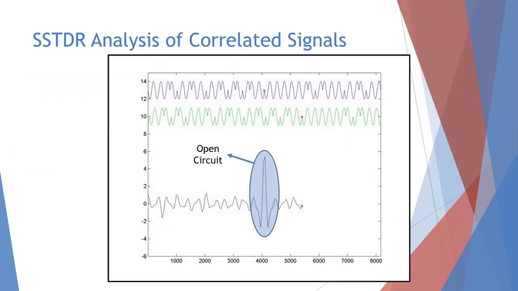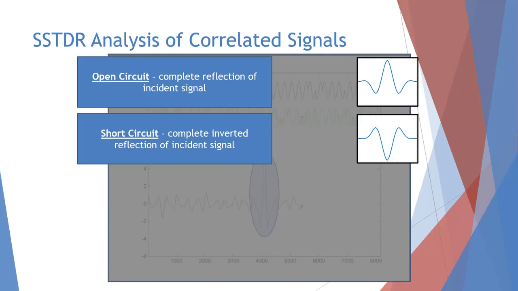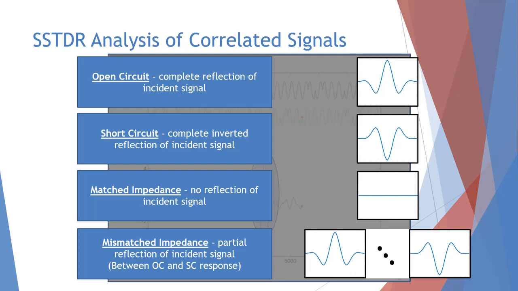The open circuit response is unique because it's a complete reflection of our incident signal. Another one would be a short circuit, which is a complete inverted reflection of our incident signal. A matched load, which would be no reflection at all of our incident signal. And then a mismatched load, which is somewhere in between an open circuit and a short circuit. I want to highlight the open circuit, short circuit, and the matched condition.